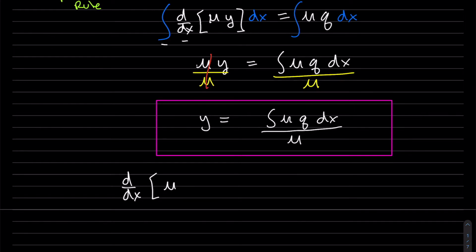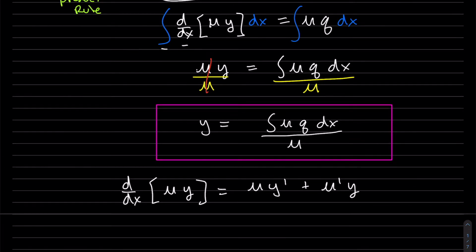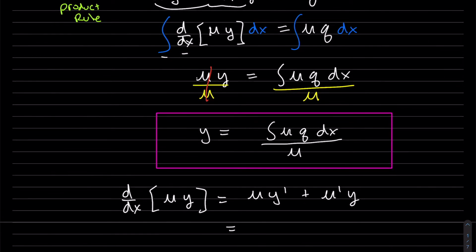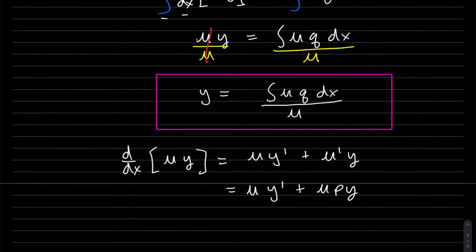the product of mu y. Let's just go ahead and take the derivative. These are both functions of x, so again, we have to utilize the product rule. So that is mu y prime plus mu prime y. But what we have up there is we're saying that this product is equal to this left side. So this left side is mu y prime plus mu p y.